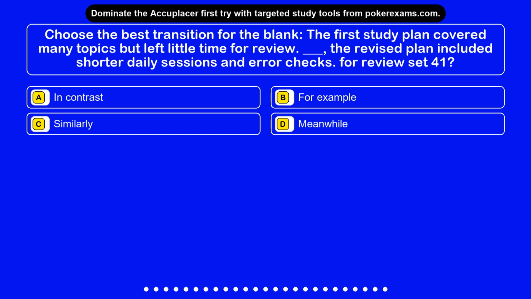Question 21. Choose the best transition for the blank. The first study plan covered many topics but left little time for review. Blank. The revised plan included shorter daily sessions and error checks. For review set 41. Option A. In contrast. Option B. For example. Option C. Similarly. Option D. Meanwhile.